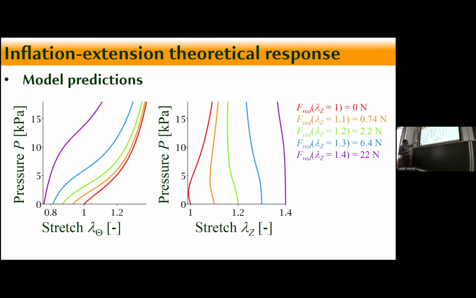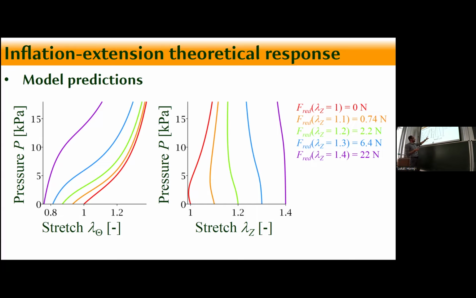Left side is the dependence of the applied pressure on the circumferential deformation expressed as the stretch ratio, and the right picture is the dependence on the axial deformation. When we start with the circumferential deformation, the red curve corresponds to the non-pre-stretched state. So we did not use any force to pre-stretch the artery, and we see that we obtained some nonlinear curve, as was our expectation here. But what is interesting is that there is a different shape of these curves, and we will see it later.